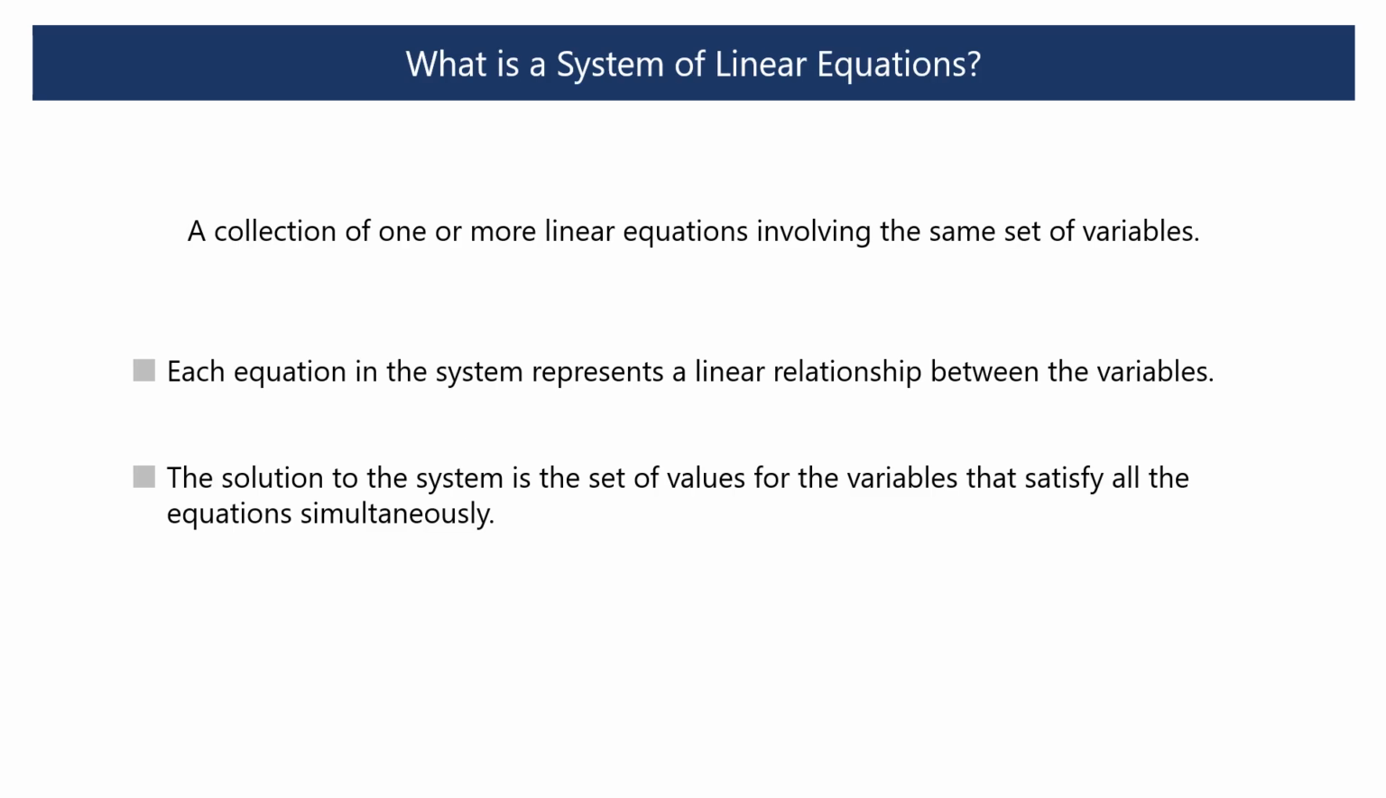A system of linear equations is a collection of one or more linear equations involving the same set of variables. Each equation in a system represents a linear relationship between the variables, and the solution to the system is the set of values for the variables that satisfy all the equations simultaneously.